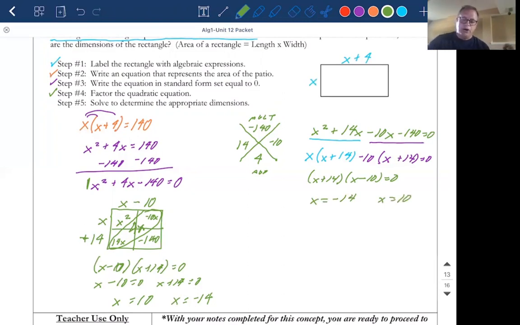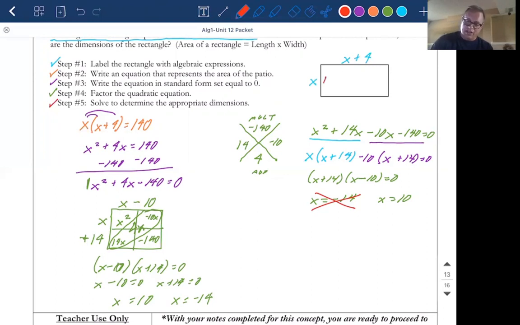There's the solution part. But I have to go back up here because it says solve to determine the appropriate dimensions. Well, we've done that. But if you look at the answers for the width, they are negative 14 and 10. Well, I can't have a width that's negative. Just like you can't have a negative height. You have to have a positive height. So that means our width is 10.